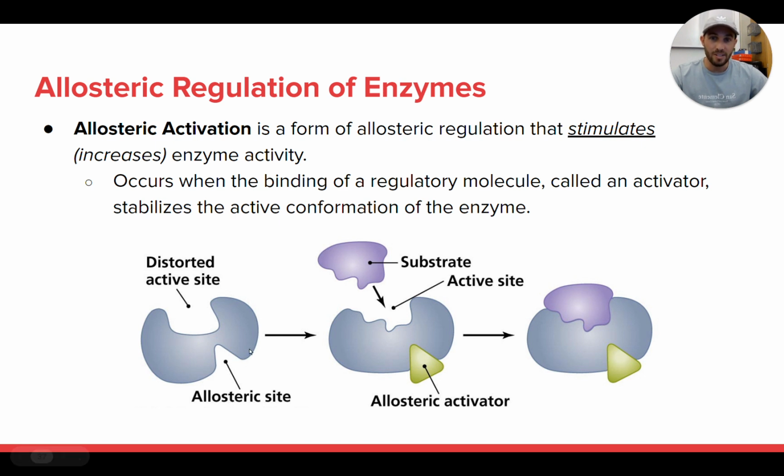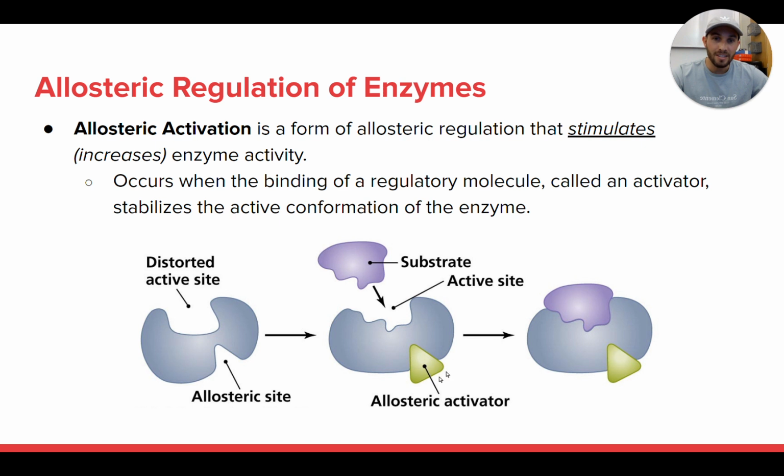So it's binding in this picture here, this green triangle, this molecule is binding right here on the enzyme. And by binding to that spot, look what happens to the active site. The shape of this area, the active site, is going to change because this molecule binded to it. And it's changing in a way that's going to now make it compatible with binding to the substrate. When that happens, we would call this an activator.